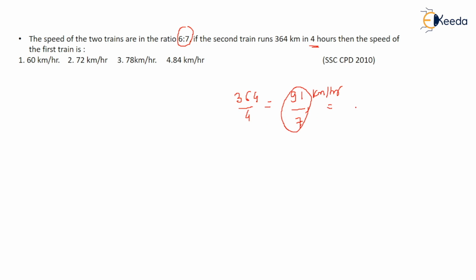So the rate of 1 unit will be 13, right? If you divide 91 by 7, that means 1 unit of speed is 13. So the first train is 6 units. When you multiply 13 into 6 units, that comes out to be 78 kilometers per hour. So your answer is 78 kilometers per hour, and you have to pick option number 3.